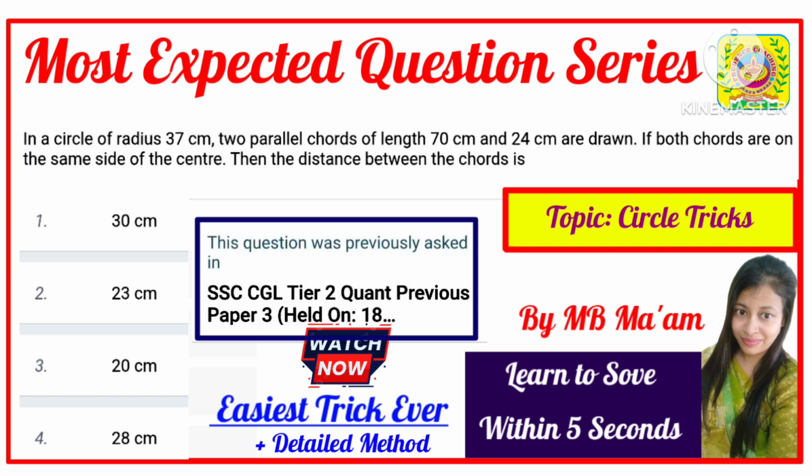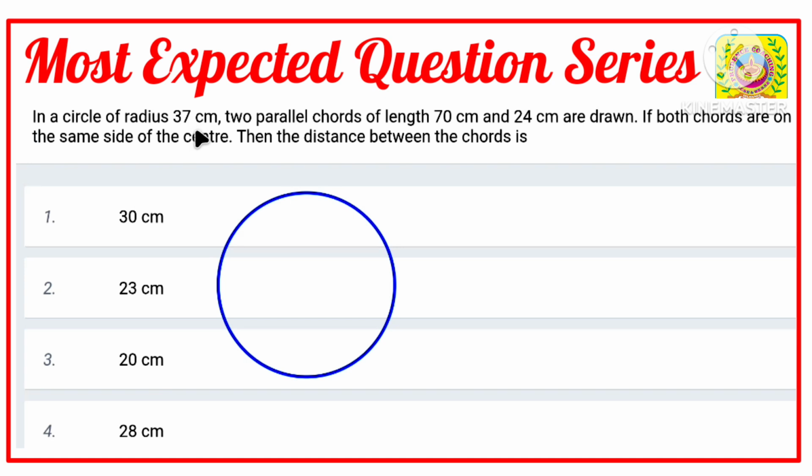In a circle of radius 37 centimeters. So here we are talking about a circle. The radius of the circle is said to be 37 centimeters. So this be the center of the circle. So this radius is nothing but 37 centimeter. Two parallel chords of length 70 centimeter and 24 centimeter are drawn. So here two parallel chords are drawn in this particular circle, and the lengths of these chords are 70 centimeter and 24 centimeter respectively.